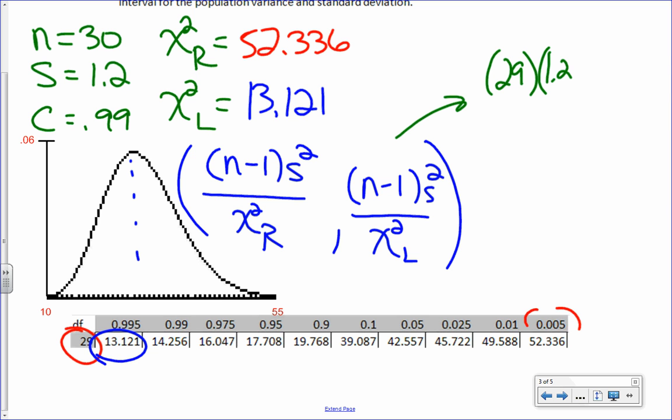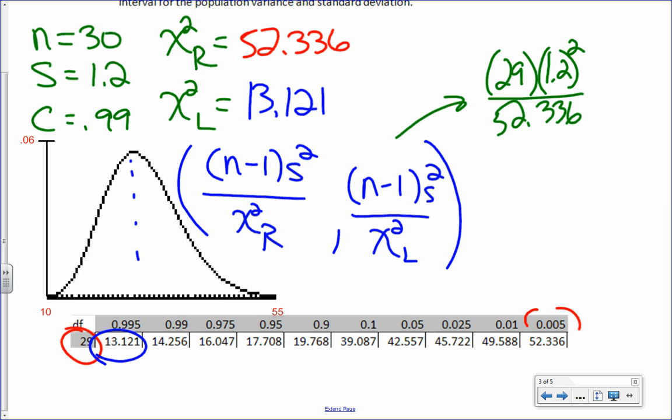1.2, but we're talking about variance, so I better square that. And it turns it into the sample variance, right? Over chi-squared right. Why is it over chi-squared right again? Because it's going to be a bigger number I'm dividing by then, right? Which will actually end up giving me the smaller of the two values. Agreed? Because the numerators are the same, right? And so divided by 52.336.